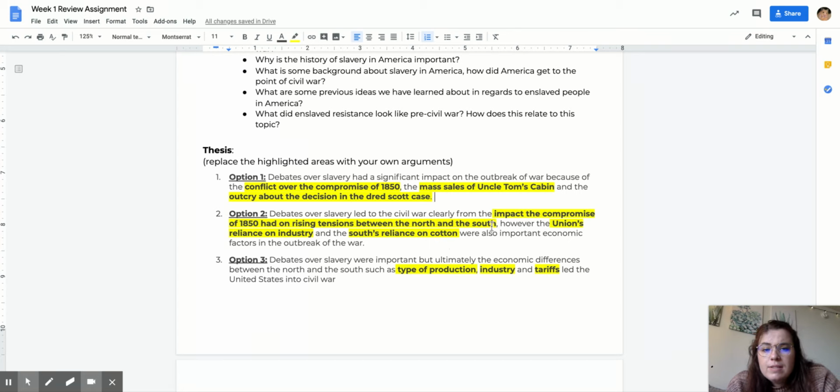So as you can see here, my first reason is supporting this focus on slavery and the impact it had on the war, and then my second and third reason are focusing on economics. And then option 3, saying debates over slavery were important, but ultimately the economic differences between the North and the South, such as type of production, industry, and tariffs, led the United States into the Civil War.